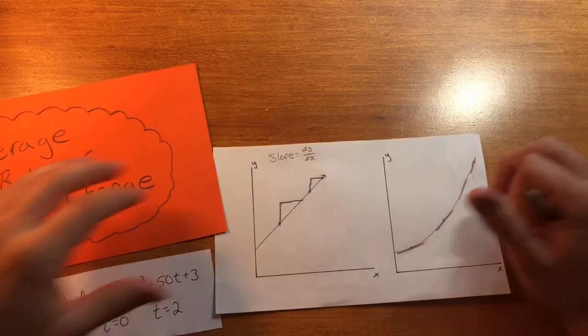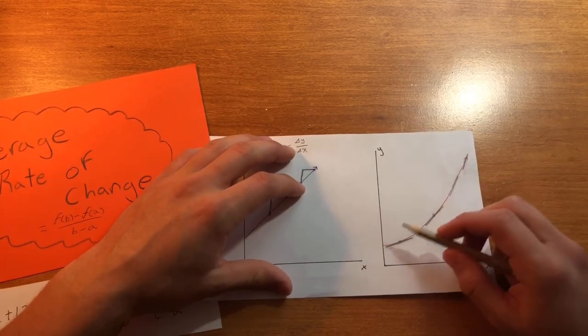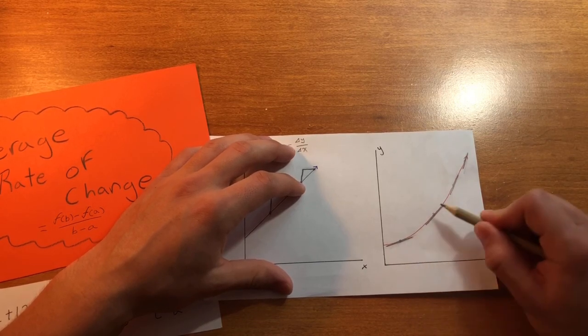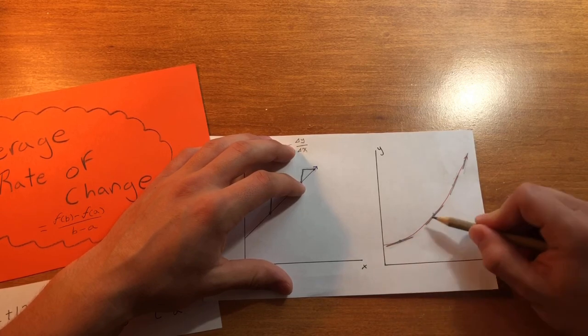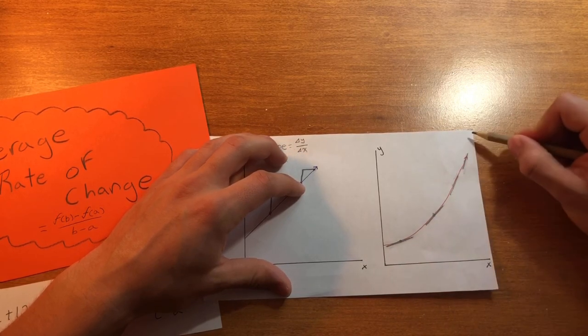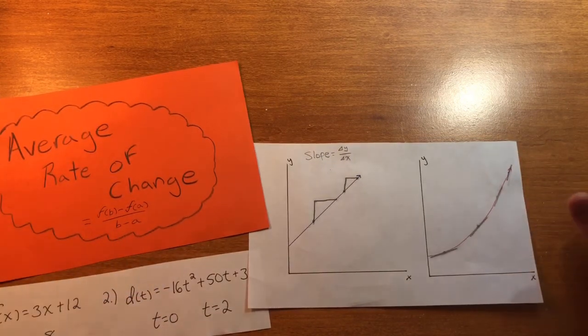However, if we look at a line like this, more of a curve, and we look at the slope of the tangent line to each of these points, what you're going to see is it's getting steeper and steeper and steeper. The slope is constantly changing. And if the slope is constantly changing, it might be useful to find the average rate of change.